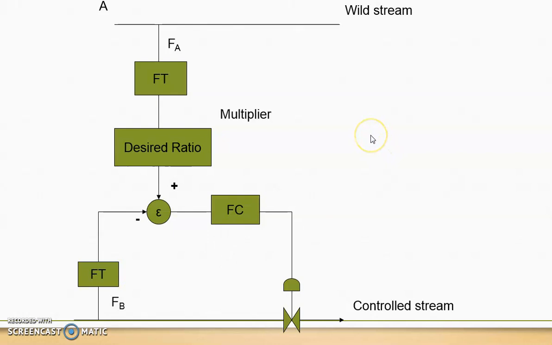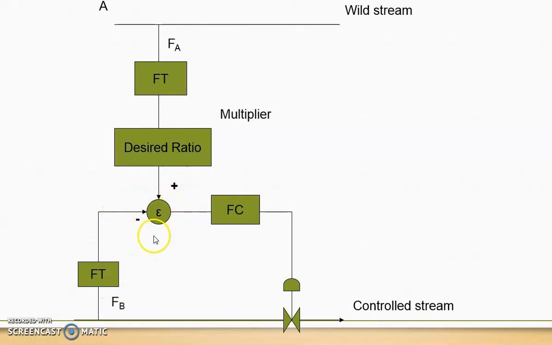Another example for the ratio control system is, let's say we have two streams, A stream and B stream. The flow rate coming from A stream is FA, right? This FA flow rate, the wild stream flow rate, which is not under control, is multiplied with the desired ratio, and the output of this is nothing but the flow rate of B. I will repeat this line again. The wild stream flow rate is multiplied with the desired ratio, and the result is nothing but the flow rate of the other stream, or controllable stream.